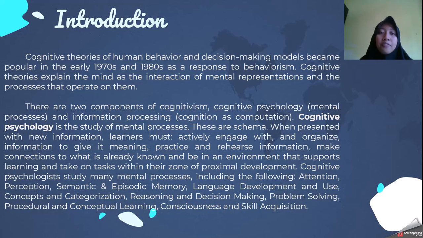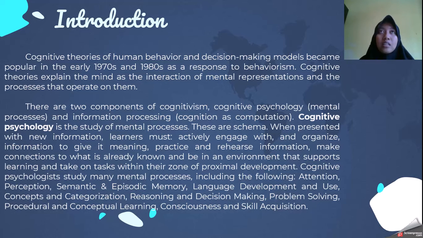For the cognitive theories, we can know that cognitive theories were really famous at that time, especially in the 1970s and also 1980s. It's because cognitive theories explain the mind as the interaction of mental representations and the processes that operate on them. As we know, there are two components of cognitivism: cognitive psychology, that focuses on mental processes, and also information processing, or sometimes we can say it's cognition as computation.